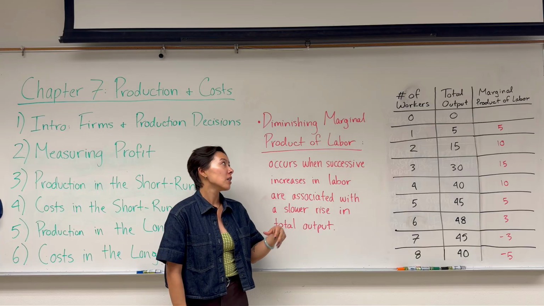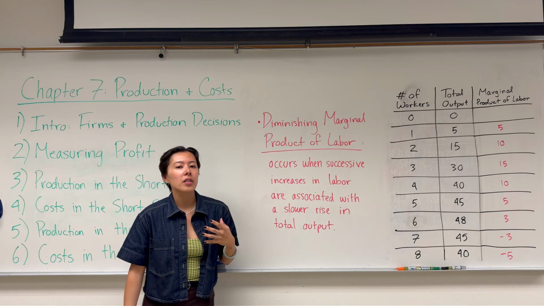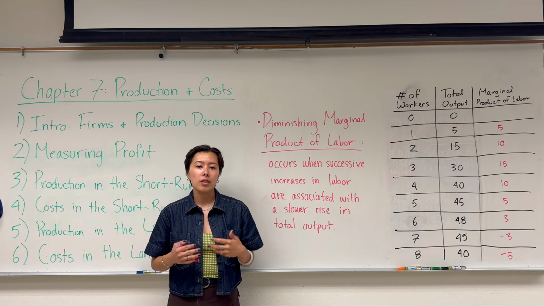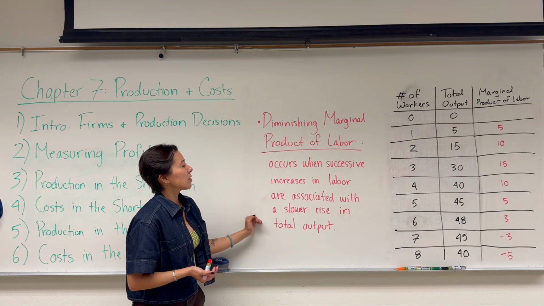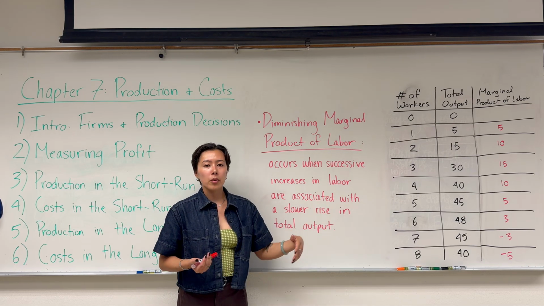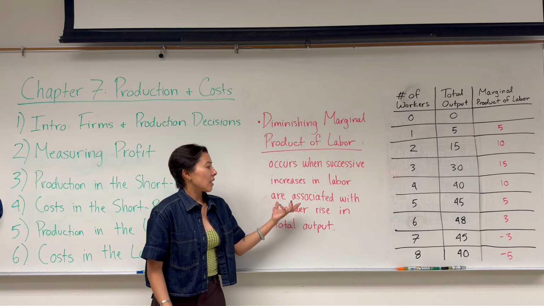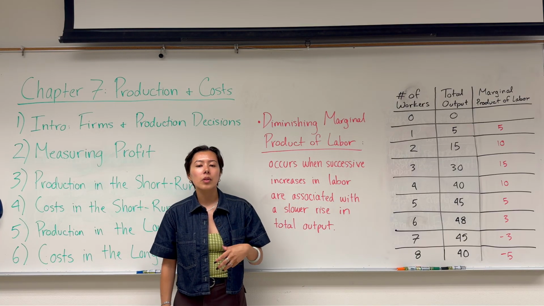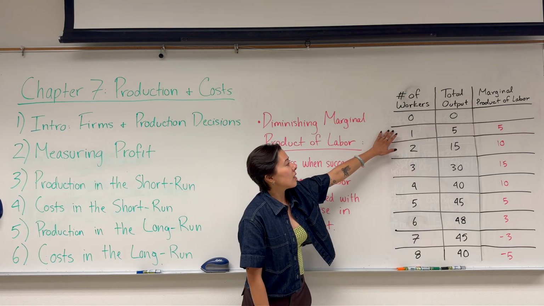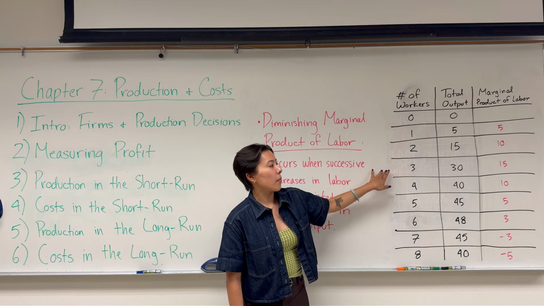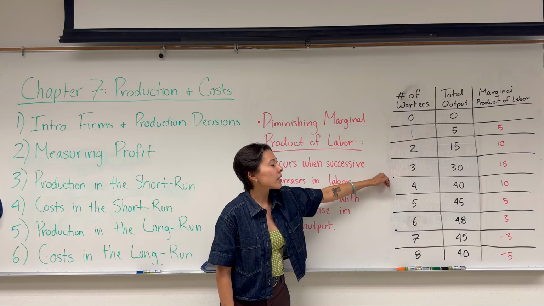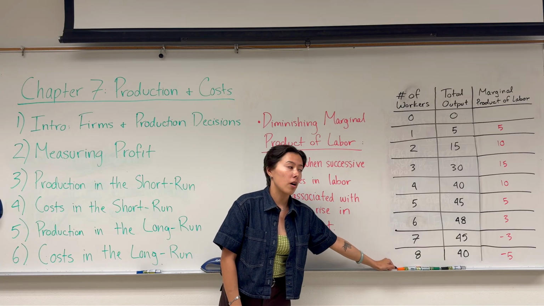This phenomenon that we showed with the shape of the marginal product of labor curve can be attributed to something that we call the diminishing marginal product, or specifically the diminishing marginal product of labor. All this means is that when we have successive increases in an input, so labor or the number of workers in this example, those increases are going to be associated with a slower and slower rise in output. So initially, as I start hiring more workers, my marginal product of labor is increasing, but past 3 workers, we start to see this diminishing marginal product of labor.